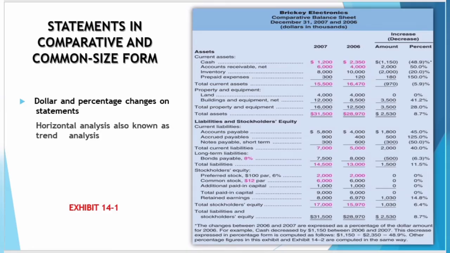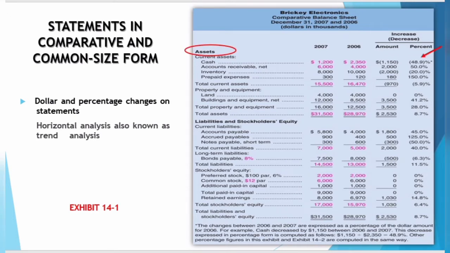Statements in comparative and common size form. Dollar and percentage changes on statements. Horizontal analysis, also known as trend analysis, involves analyzing financial data over time. It can be more complicated than showing year-to-year changes in each financial statement item in both dollar and percentage terms.